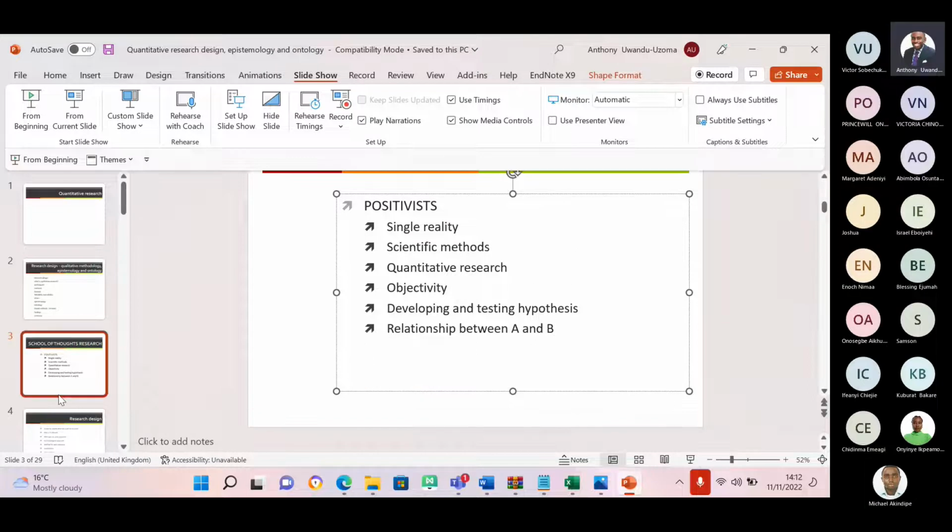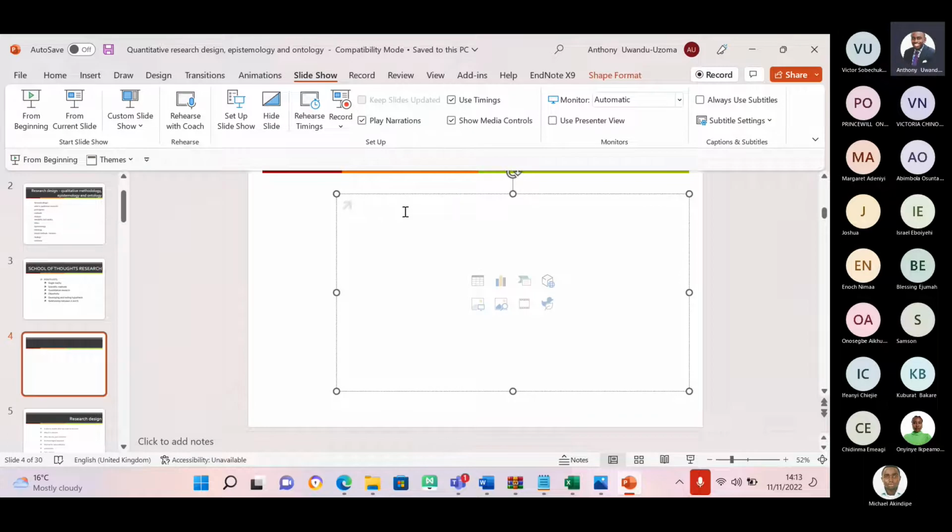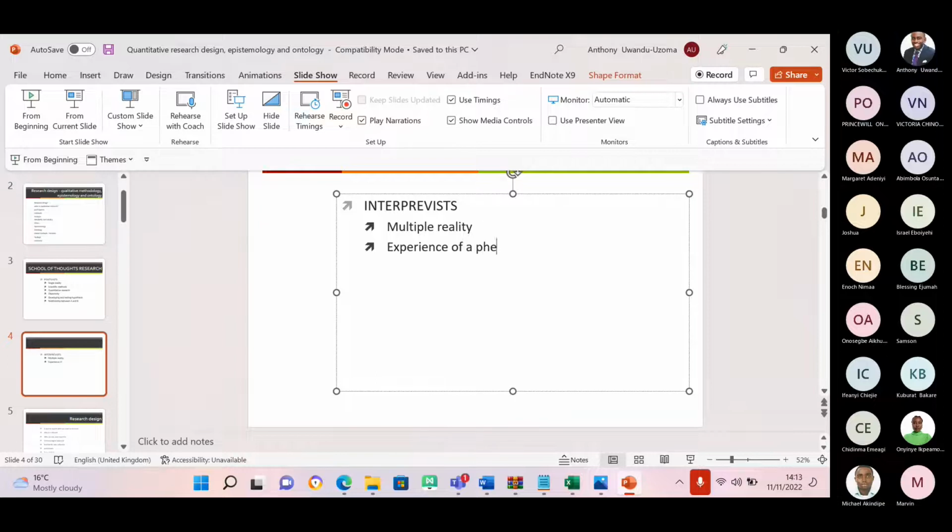Okay, so the interpretive school, the interpretivists, is another school of thought, another research philosophy. They believe in multiple realities. They believe that experience of a phenomenon is subjective. They don't believe in objectivity.